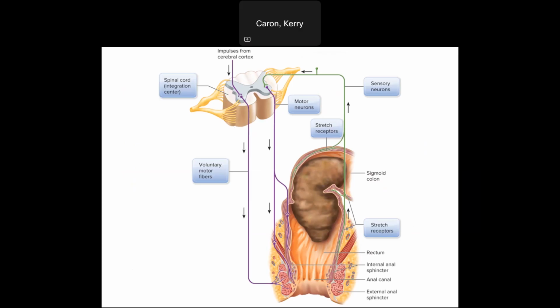So the defecation reflex is affected by the brain. There are stretch receptors in the rectum that tell the brain, okay, it's time to go. And the internal and external sphincter, if we're ready for it, tells us it's time to defecate.